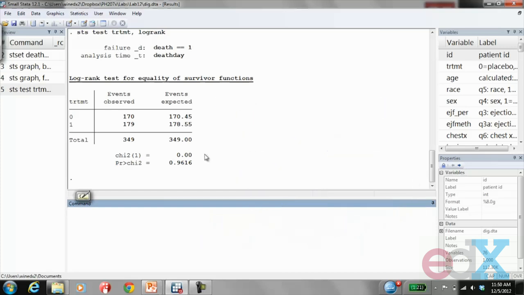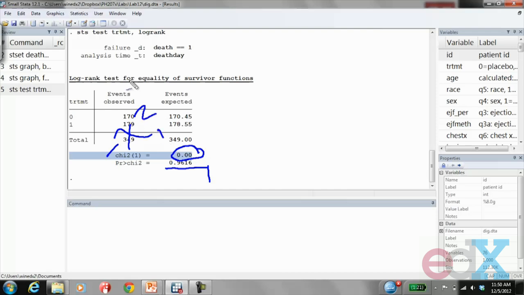So Stata will give us the value of our test statistic right here. In this case it's 0.00, and our p-value is 0.96. So now if we did the log rank test at the 0.05 level of significance, we would fail to reject the null hypothesis. Our p-value is 0.9616, which is greater than 0.05. Remember that our test statistic under the null has a chi-squared distribution with 1 degree of freedom.